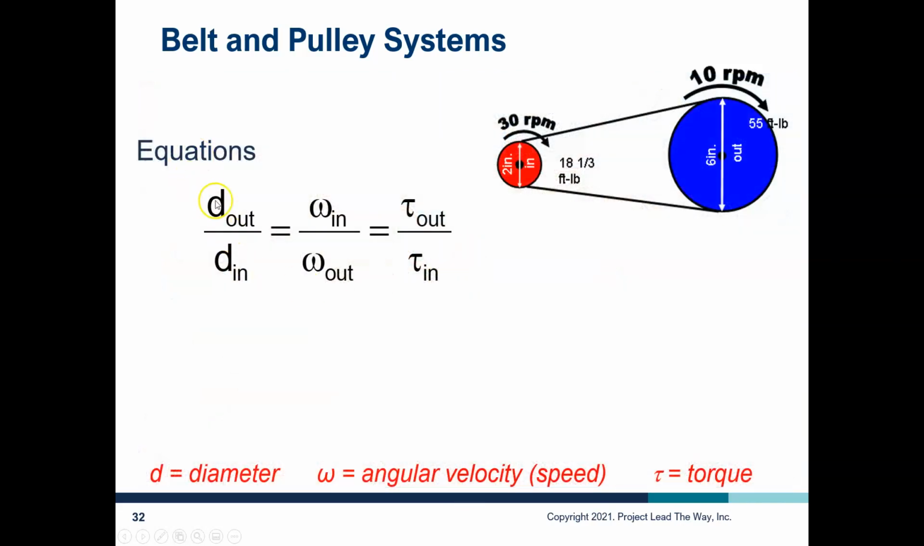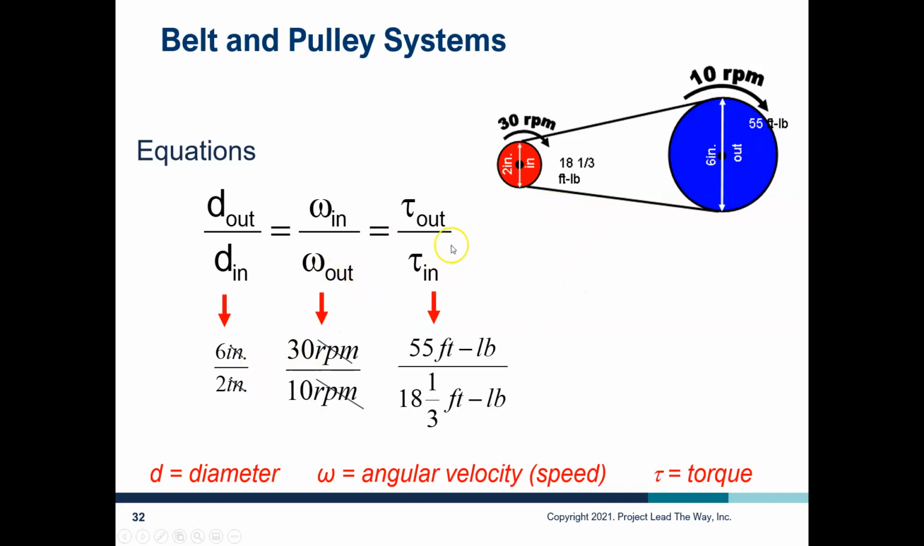So here are some equations that you can write down that still apply to the belt and pulley system. So we know that we have diameter out over in, we have RPMs, and then we also have torque. And so in this example, our diameter would be 6 inches, diameter for the smaller would be 2. Same way with our revolutions, 30 over 10, and then our torque would be 55 and 18 1/3. And when we cancel out our units, we're still left with the same gear ratio of 3 to 1.